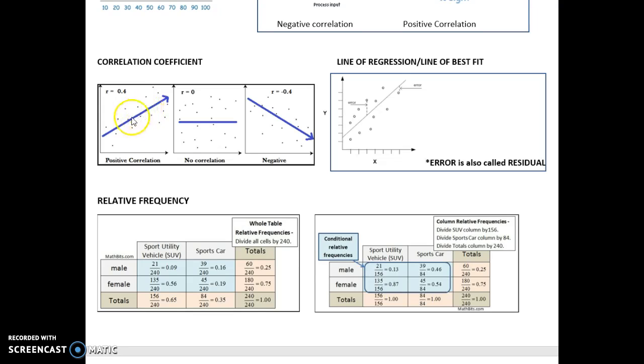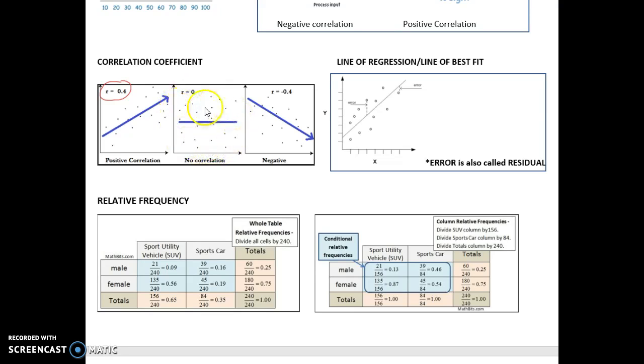A correlation coefficient means how close to a straight line the scatter plot is. In this case, the correlation coefficient is a positive 0.4. It's a positive slope, but 0.4 is not a very strong linear relationship. You can see that there's quite a few dots that are fairly far away from that line. The closer you are to 1, the better the fit. So if this was 0.9 or 0.95, this would be real close to a straight line. The dots would be very, very close to that line of best fit.